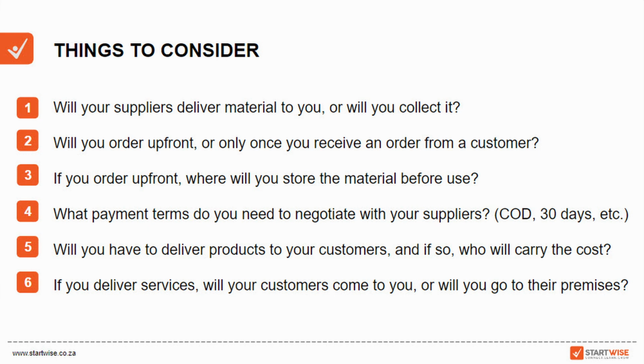And then, of course, what payment terms you need to negotiate with your suppliers. So some suppliers like to be paid cash on delivery. Others, if you built up a relationship with them, will give you an account or credit, which could be 30 days or 60 days, depending. So ideally, what you'd like to do is get some kind of deposit or payment from your customer and use that to pay your supplier at a later date, because that will help your cash flow too.